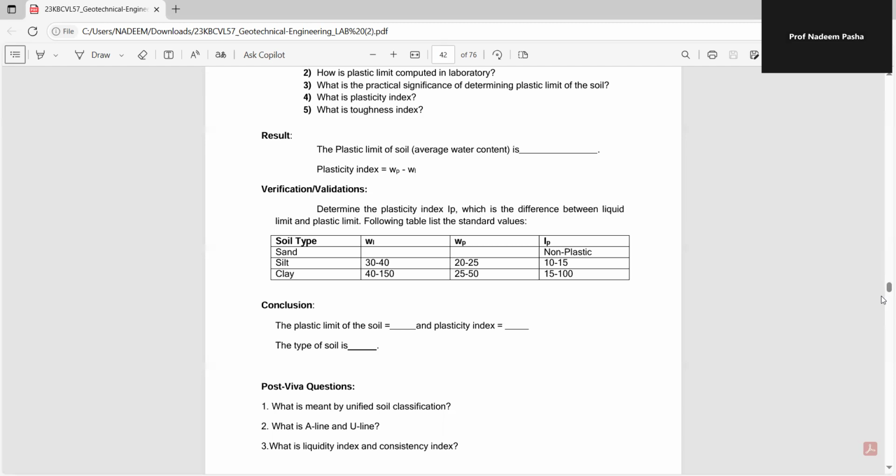The post-lab question: what is meant by unified soil classification? For unified soil classification, you need to understand in detail in the theory part what the A line and U line are. Also, you can find out the liquidity index and consistency index that we have found out just now.